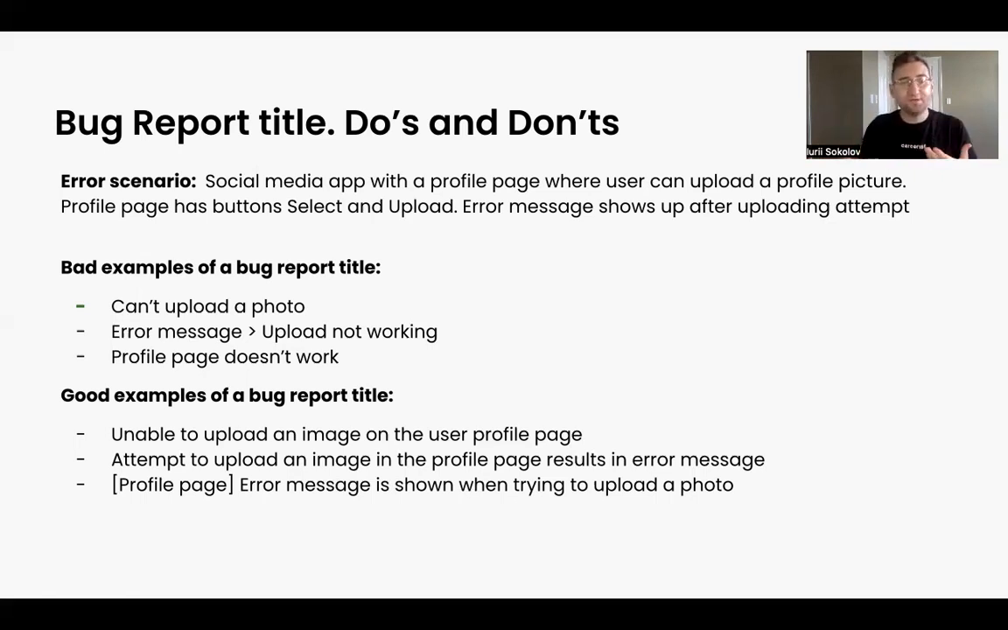So for example, we would put the location, where it happened, in the square brackets first. Maybe there's a department that is responsible for that particular page. Maybe it's a developer that's specifically hired to design that profile page and build it. So that will basically show him that the issue happened on the profile page. And then we have: error message is shown when trying to upload a photo. Again, a clear explanation of an issue.